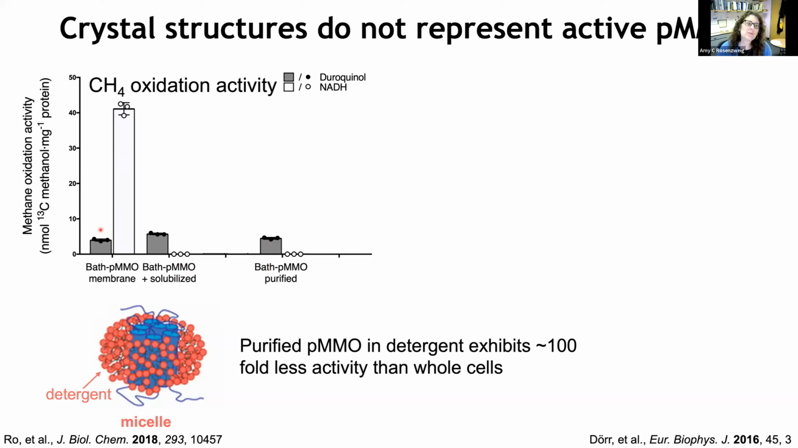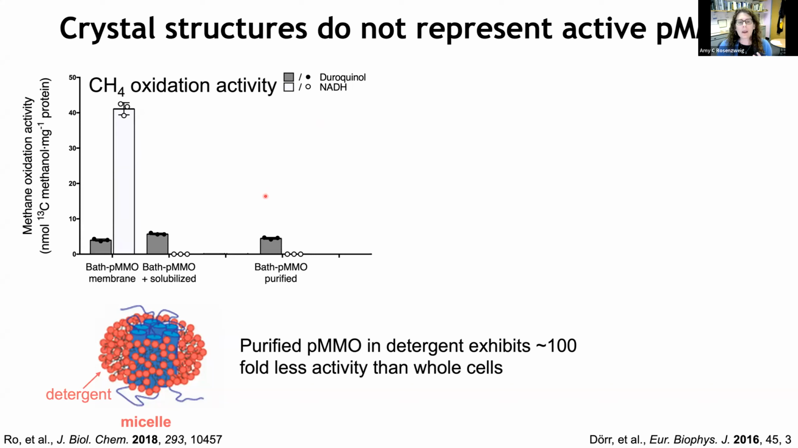The reason that we have 2 bars in each of these experiments is that we have to reduce the enzyme to get activity. So presumably you need to reduce a copper 2 to copper 1 to react with dioxygen to make the species that can oxidize methane. And in vitro, we found that we can use duraquinol or NADH to do this. The actual physiological reducing pathway for PMMO is still under some debate.